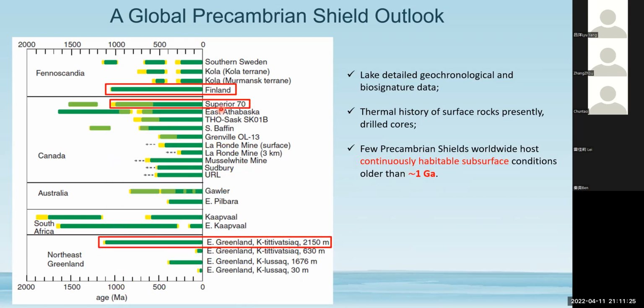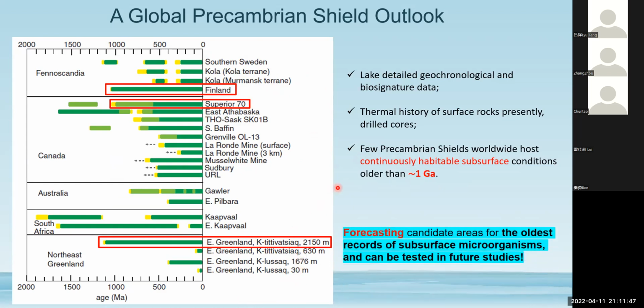But there are 3 exceptions: Finland, Superior, and Greenland. These 3 locations may host the longest continuous habitable environment for deep life. So this paper forecasts the candidate areas for the oldest records of deep life, or subsurface microbial life, and it can be tested in future studies. The most important thing for this study, I think, is that it could guide future studies for finding the deep biosphere life.